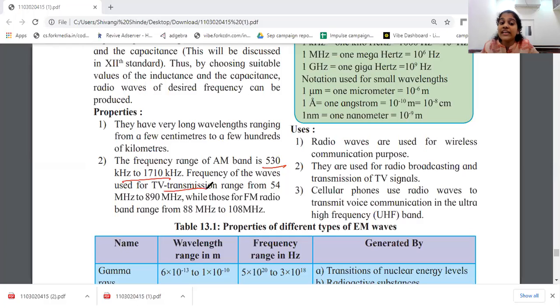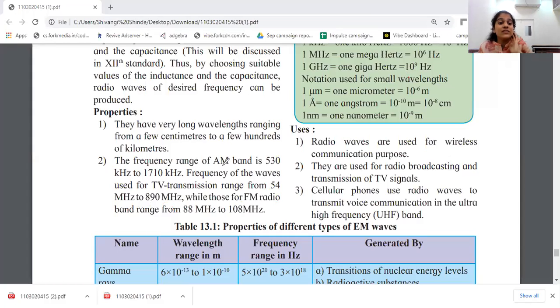So the AM band frequency range is this. Frequency of the waves used for TV transmission: the waves used for your TV transmission are also radio waves. The range is 54 megahertz to 890 megahertz. While those for FM radio, see, AM and FM are both radio for voice. The range for FM radio is 88 megahertz to 108 megahertz. Or I can simply give you an MCQ: which of the following is the frequency range for FM radio? Then you have to select this particular option. So the second point is really important.